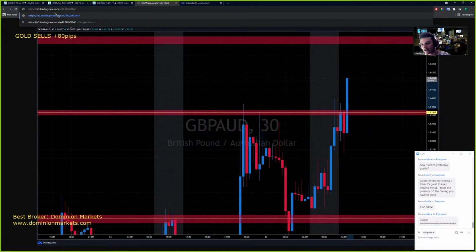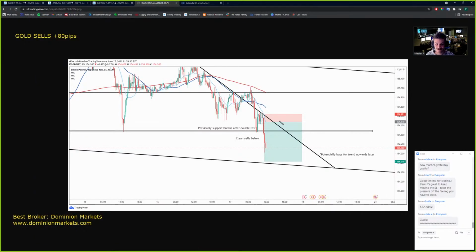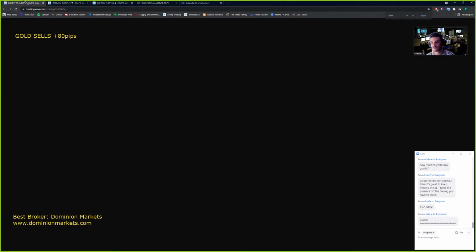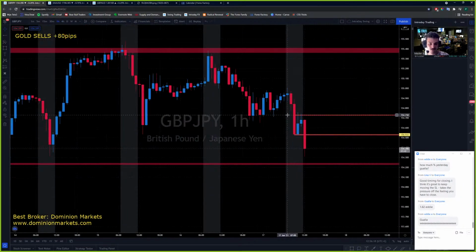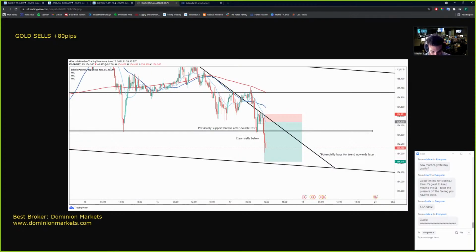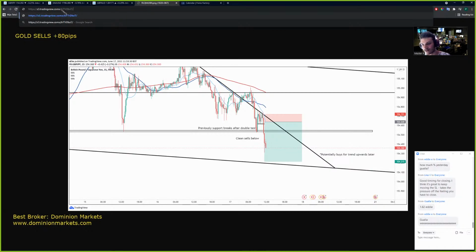We have previously support breaks after double test. Yeah, that was a really good trade on GJ. Somebody else also took it at the break of this low, so very nice. I like it. And GJ is slow as hell, man. I haven't even looked at GJ. My whole analysis for GJ is don't touch it. Or at least for me, don't touch it. Literally just don't touch it.